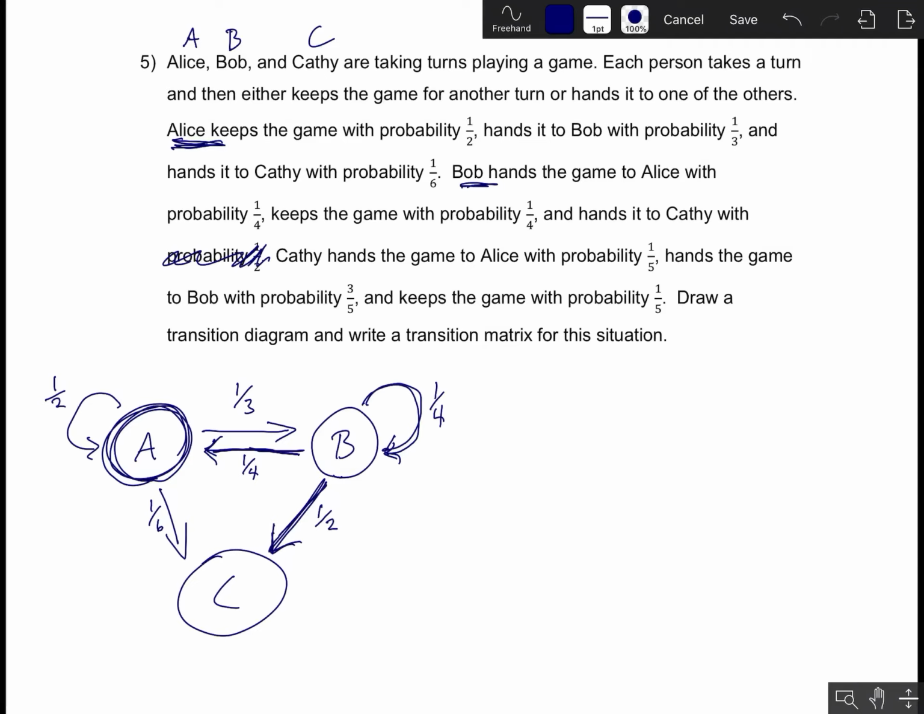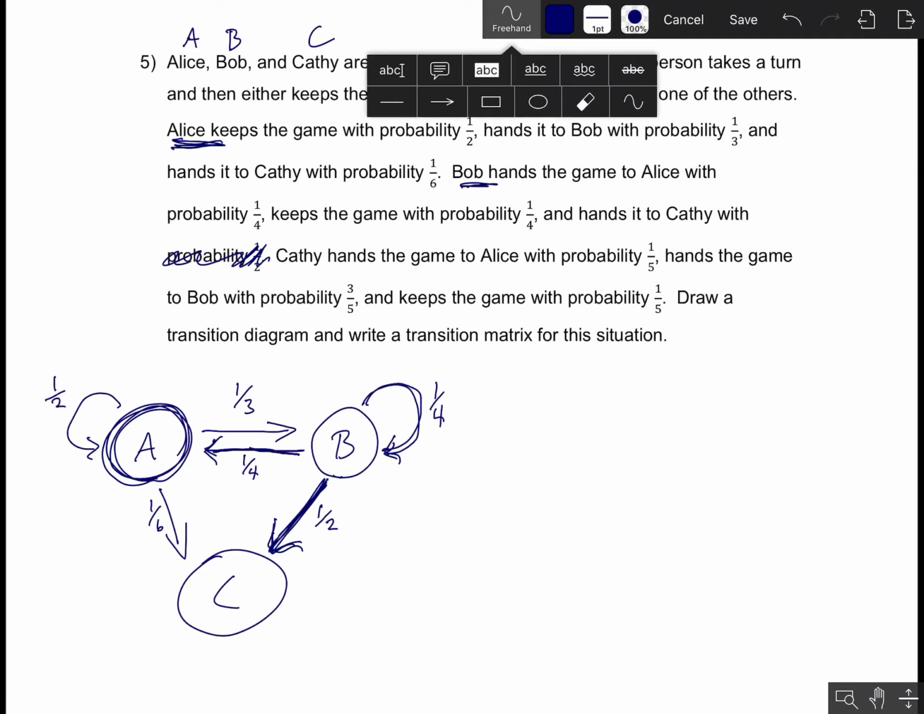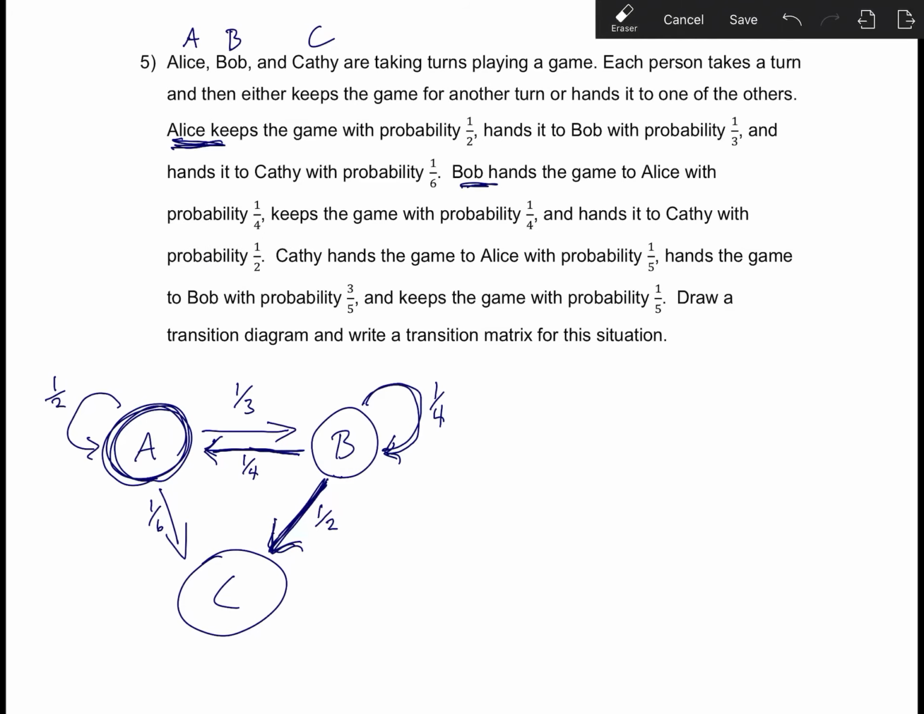So if there's a 1/4 chance we go from B to A and a 1/4 chance we go from B to B, then the remaining 50% chance must be a transition from B to C. So therefore, this one would have to be 1/2, even if we didn't have that information directly given to us in the prompt.